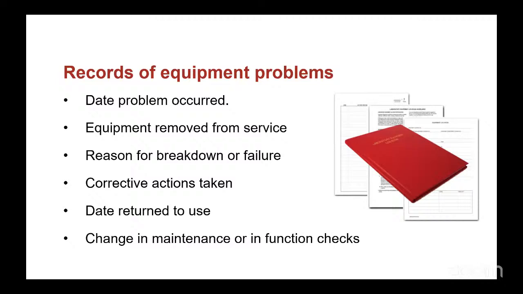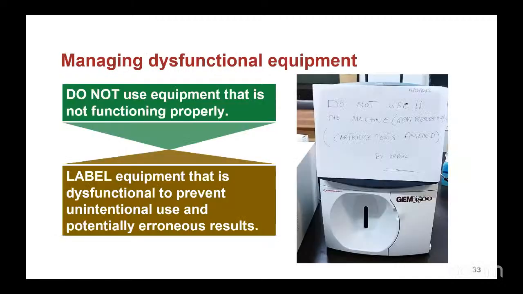Record of equipment problem, date the problem occurred in the equipment error log. Equipment removed from service, reason for breakdown or failure, corrective action that was taken, the date it was returned to use, or the time, change in maintenance or in function check if applicable.